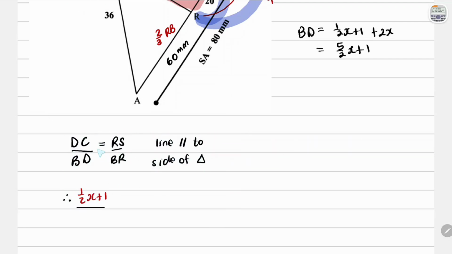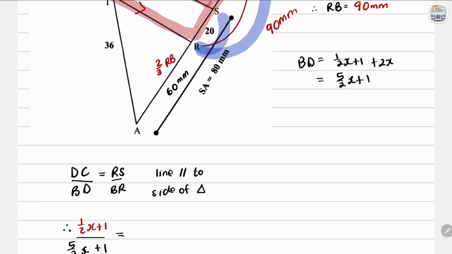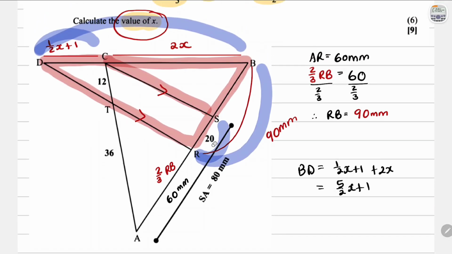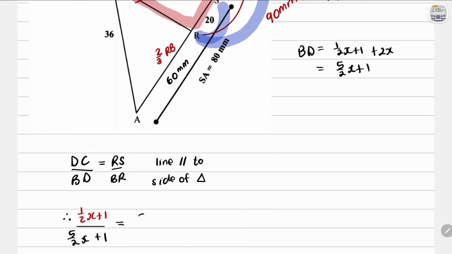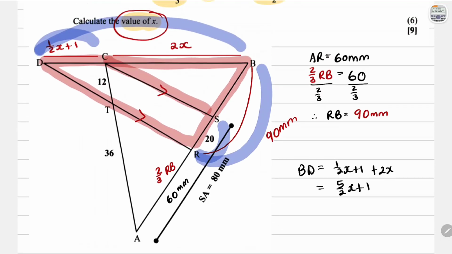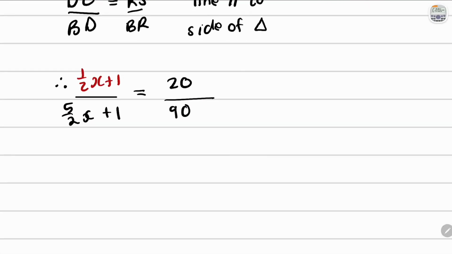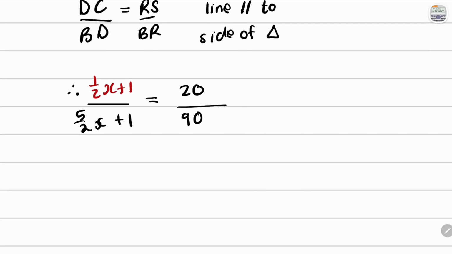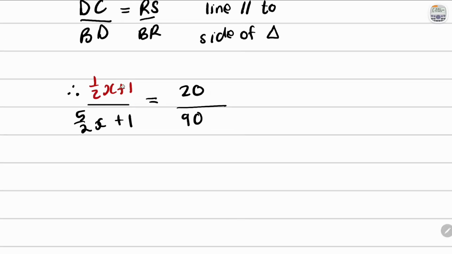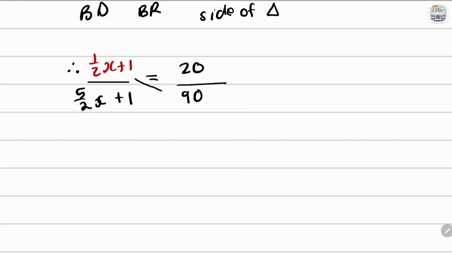Okay, so we're saying that DC, which we have, over BD, which we now found to be 5 over 2 x plus 1, that should be equal to RS. And what is the length of RS? RS is 20 units that we had there. So that's 20 over RB or BR, which is the full 90 millimeters. Okay, so do you see that this is an equation? And you just have to simplify because you have a fraction and an equal to sign. Just cross multiply. So we're going to cross multiply.